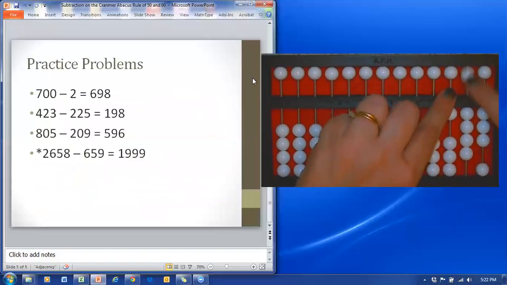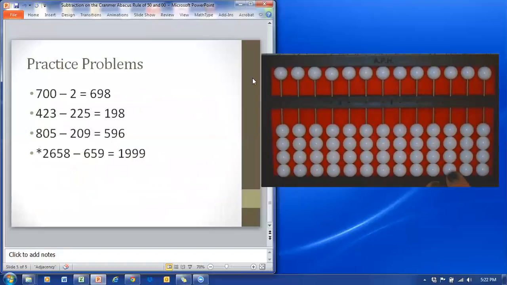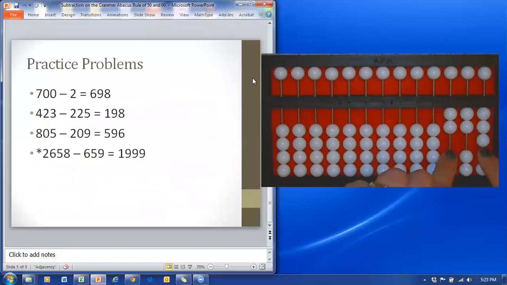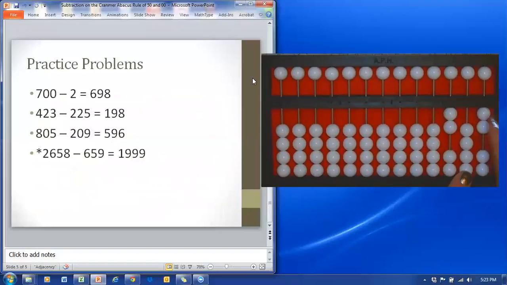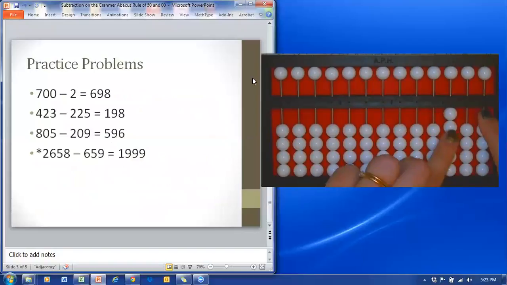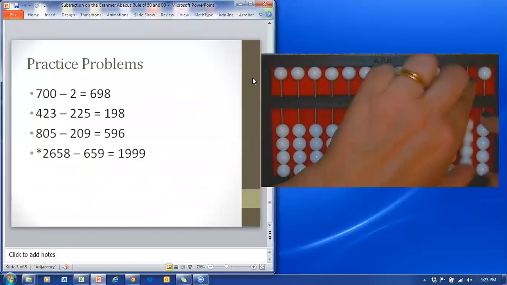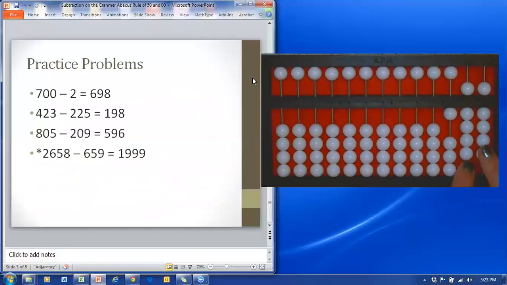All right, let's try the second problem. 423. And now I'm going to subtract 2 hundreds, 2 tens, and now I'm ready to do the 5 ones. So 1 down, 2 down, 3 down. The next place I can subtract is in that hundreds column. So 4 down as I return my tens and ones, and 5 down for an answer of 198.